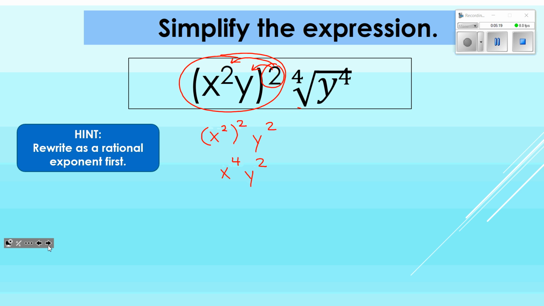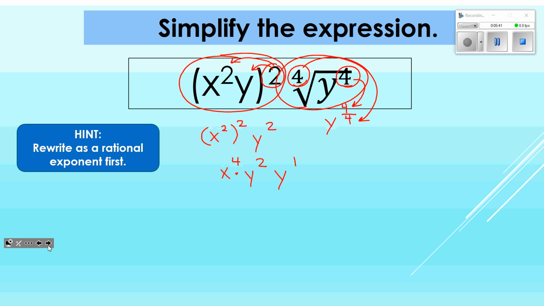Now let's look at the next portion. Okay, we're going to rewrite this again. Remember, this is the root. This will be the numerator on top. So we would rewrite that as y, 4 for the root from here. I know they're the same number, but you need to know where they come from. And this would be the numerator. Well, 4 divided by 4 is 1, so we just have y to the first power.